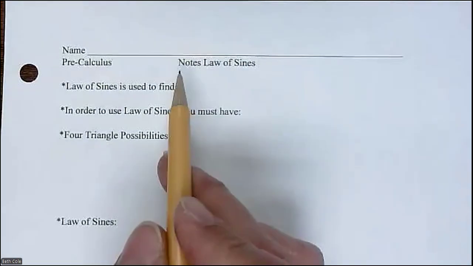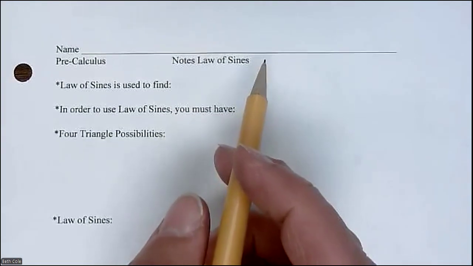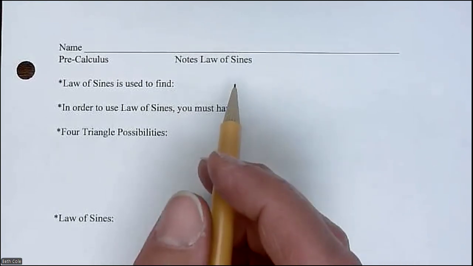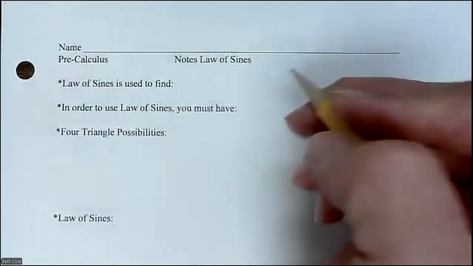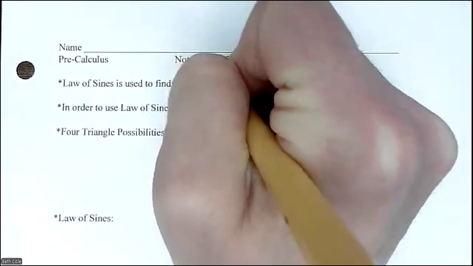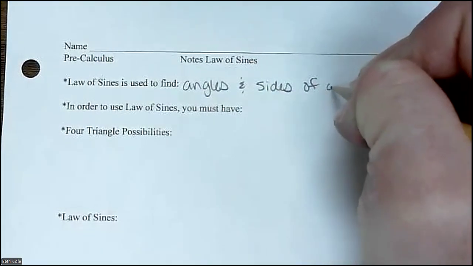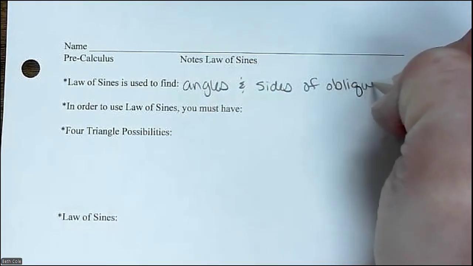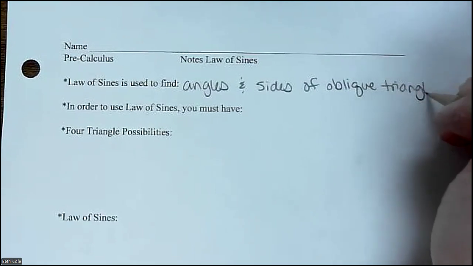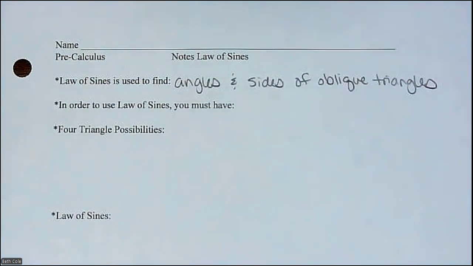So today we are going to do law of sines. That's a new topic for you that you didn't learn in geometry. Law of sines is used to find angles and sides of what are called oblique triangles. And what that means is simply that it is not a right triangle anymore. Oblique means it's not a right triangle.